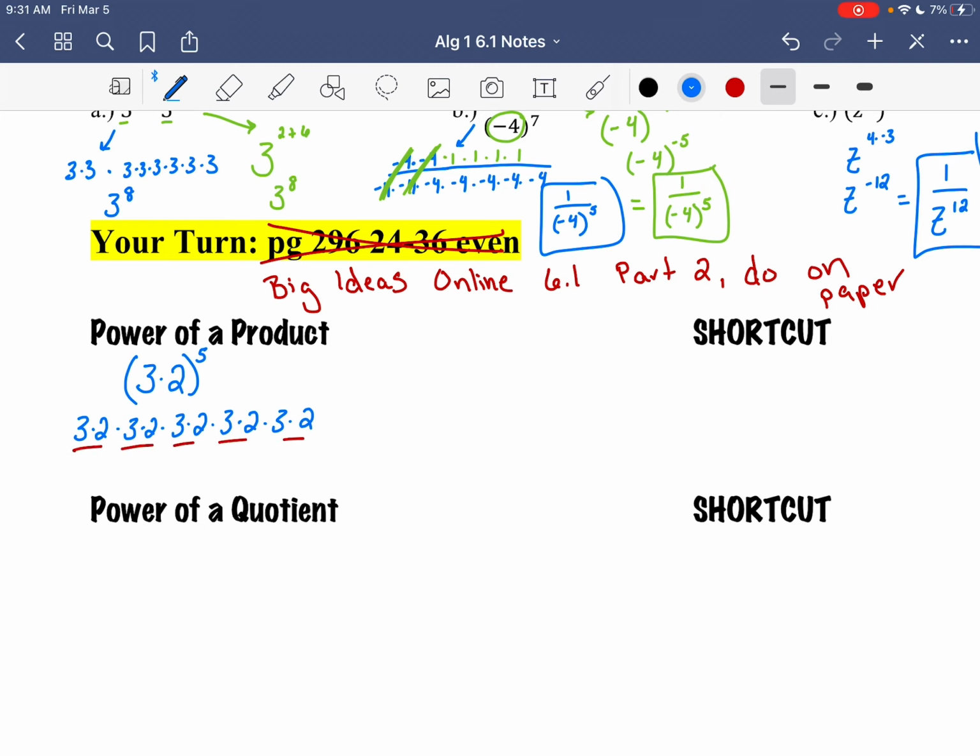But knowing what we know about multiplication, multiplication is associative and commutative, which means that if all we're doing is multiplying, we can do it in any order. So I can multiply all the 3's first. Well, if I'm multiplying all the 3's, I'm multiplying 3 5 times. And then I can multiply that by multiplying the 2's. If you notice, I'm multiplying the 2 5 times. So really what happened is this exponent of 5 is applied to both of these pieces.